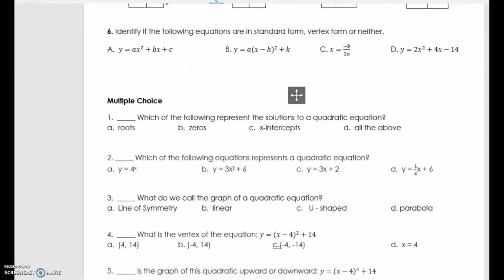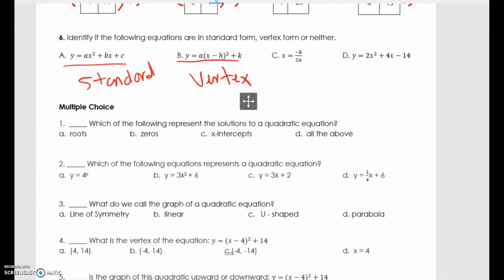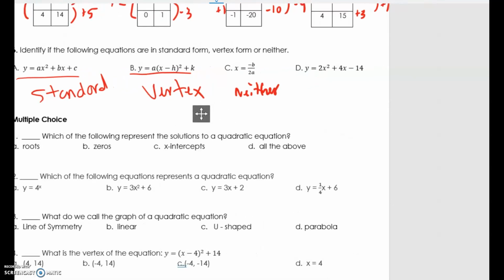Number 6, identify which of the following is in standard form, vertex form, or neither. So this is standard form. So we're going to put standard form for that one, standard form. This is vertex form. It's important to know both of those. Those will be on the test somehow. This is neither. This is actually how you find, it's another strategy for finding the axis of symmetry. And then this one is in standard form.